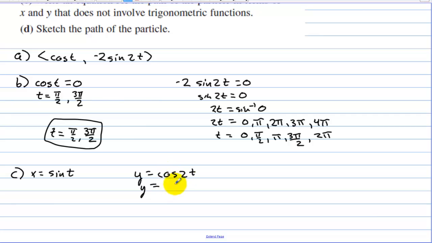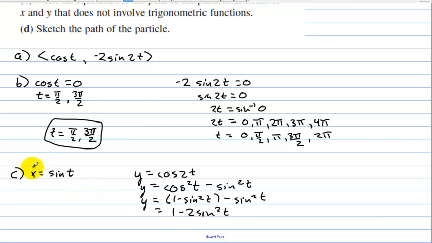Well, I do know that cosine of 2t is cosine squared of t minus sine squared of t. That's the double angle formulas. And I want to get rid of the cosine here. We have y is equal to 1 minus sine squared t minus sine squared t, and that's equal to 1 minus 2 sine squared t. Now, x squared is equal to sine squared t if we square both sides. So now y is equal to 1 minus 2x squared.